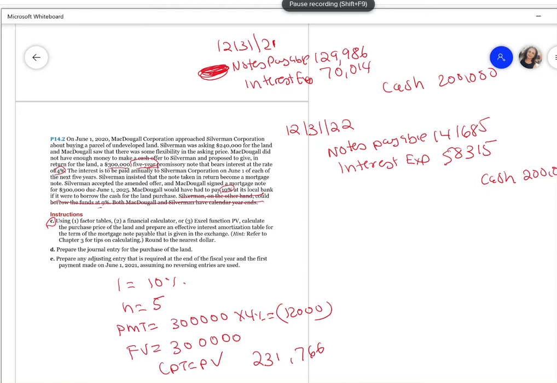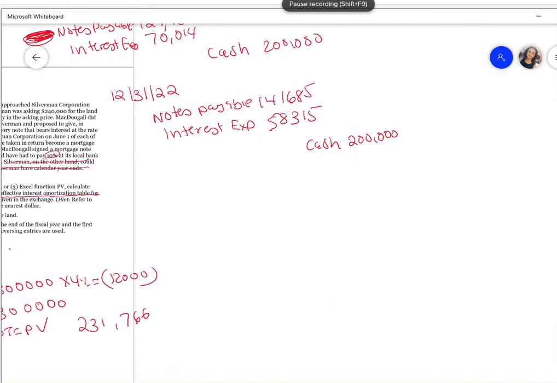Since we calculated the present value of our note, they did not ask us to do the journal entry, so we're good. Oh no, they did ask us to do the entry in D. So then they're saying: calculate the purchase price of the land and prepare the effective amortization table for the term of the mortgage notes payable that is given in exchange. So the first thing we needed to do is calculate the amortization, and they're using the effective method.